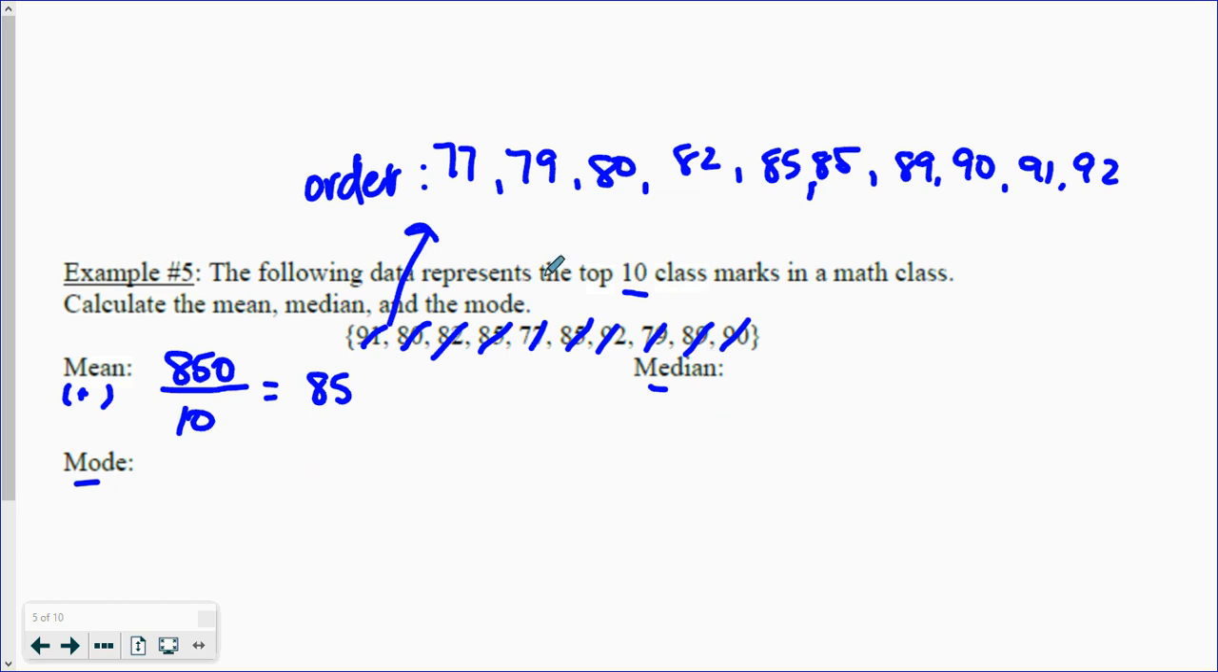Median, again, is the middle point. So 1, 2, 3, 4, 5. 1, 2, 3, 4, 5. So it is 85. Again, 85 plus 85 divided by 2 is just going to be 85. So our median is 85. And our mode is our most frequently seen data point within it. So that would be the only one that repeats, which is 85 as well.